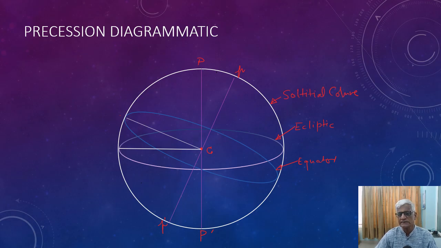This circle is called the solstitial colure, or the circle of the solstices. Where the solstitial colure cuts the ecliptic, those points are called the solstices. The one closer to the pole is called the summer solstice, and the one which is away from the pole is called the winter solstice.